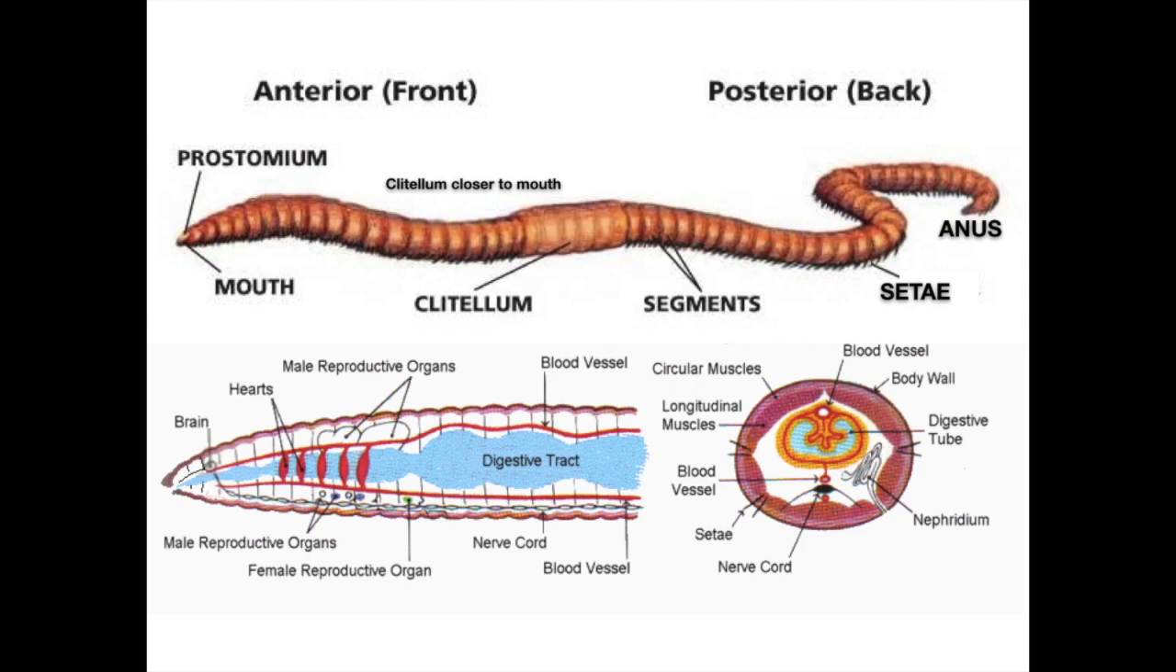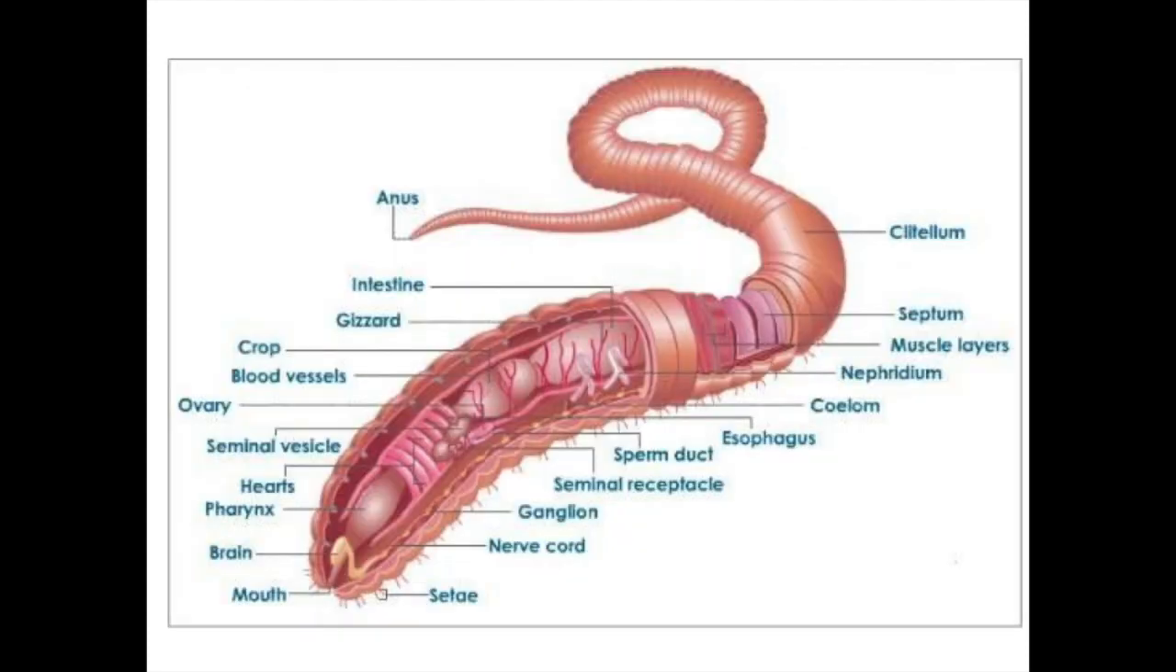Now something interesting about the earthworm, you have the mouth, you have the pharynx, which is like the throat area, and then you have the digestive tract. And we're going to jump to this picture. As you move down past the heart, you have the sperm duct, the seminal receptacles, the sperm duct, and the ovary. So the earthworm is a hermaphrodite.